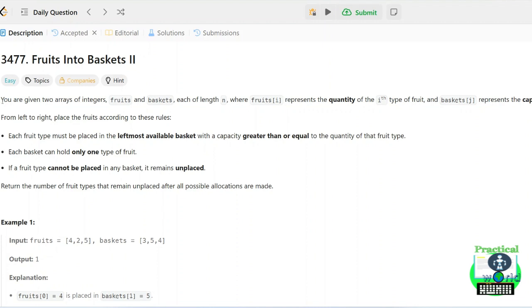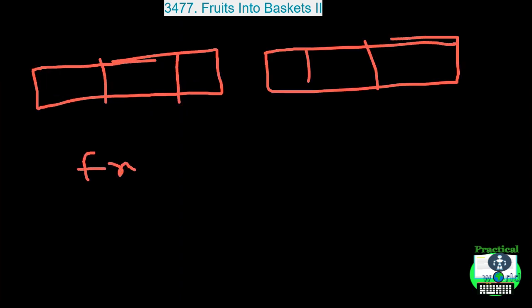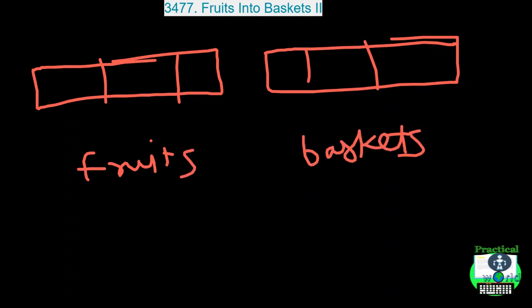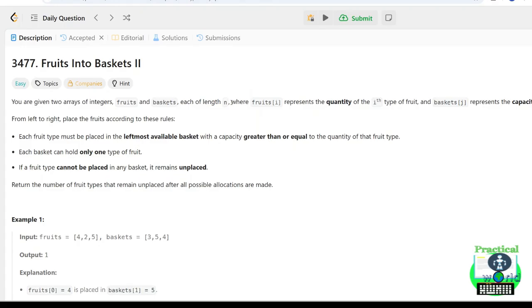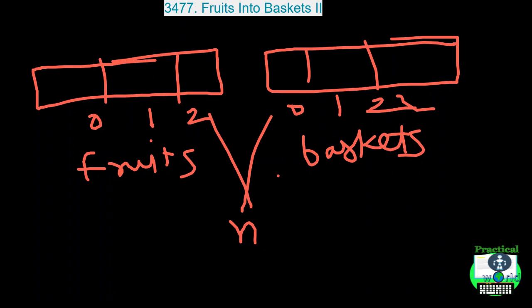So the problem states you are given two arrays of integers, fruits and baskets, each of length n. So let's suppose we have two arrays. This is the fruits array, this is the baskets array, and both arrays have the same length n. Suppose n equals 3, where fruits[i] represents the quantity of the ith type of fruit.